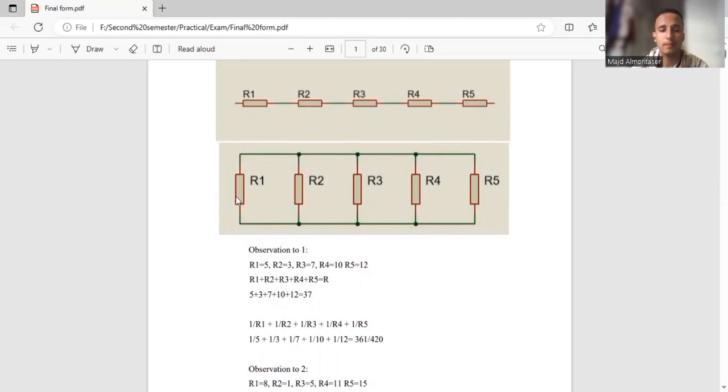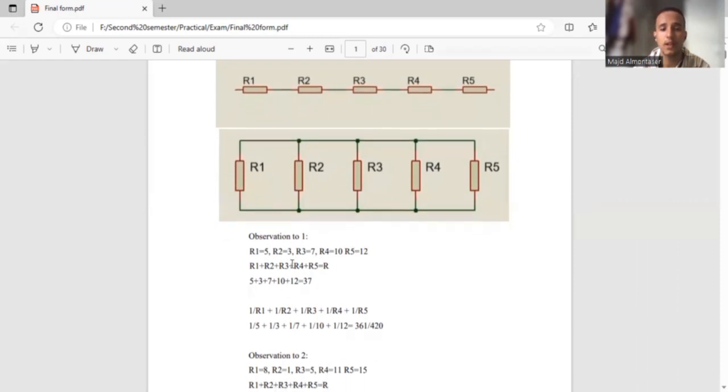If we want to find the equivalent resistance in a parallel connection, we need to add the inverse resistance of each one. So that means we will calculate 1 over R1 plus 1 over R2 plus 1 over R3 plus 1 over R4 plus 1 over R5. And after this, we will get 1 over R. And after we get 1 over R, we're going to reverse it in order to get the R, which is the equivalent resistance. As we see here, we give them specific values and we calculate them, and then we reverse it in order to get the equivalent resistance.